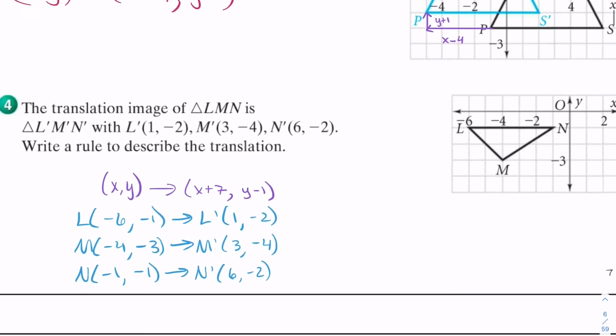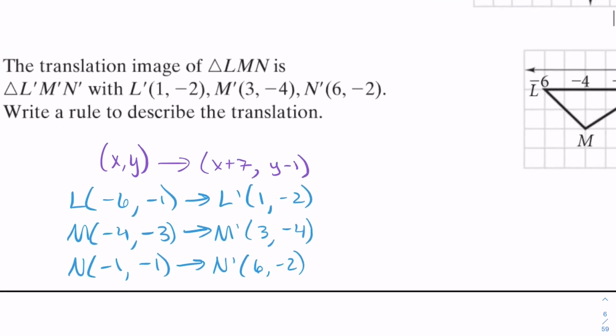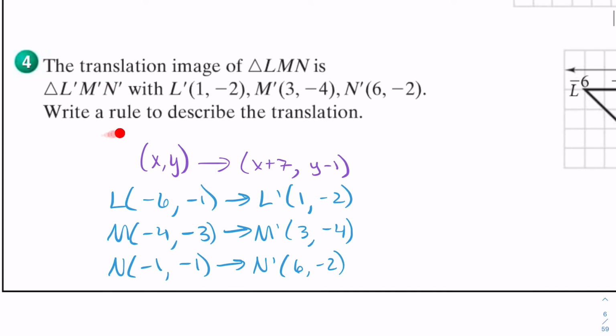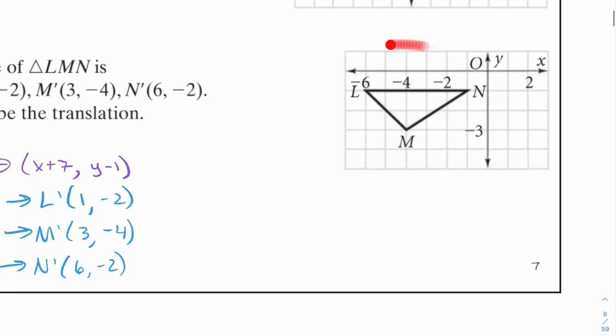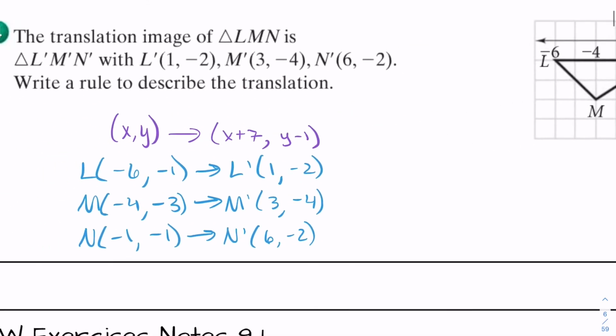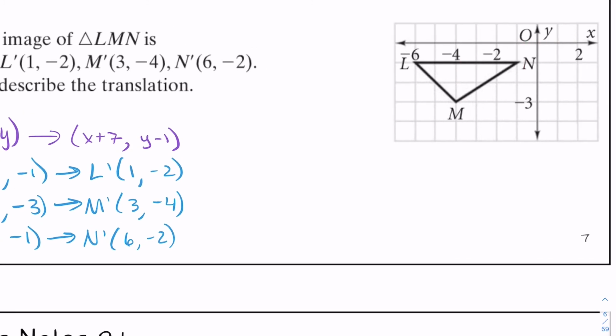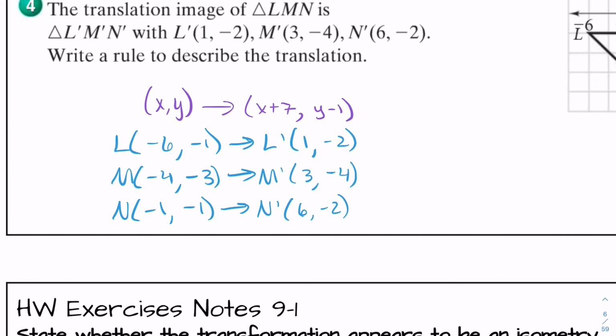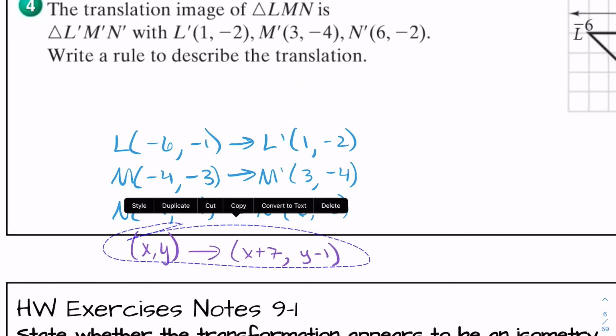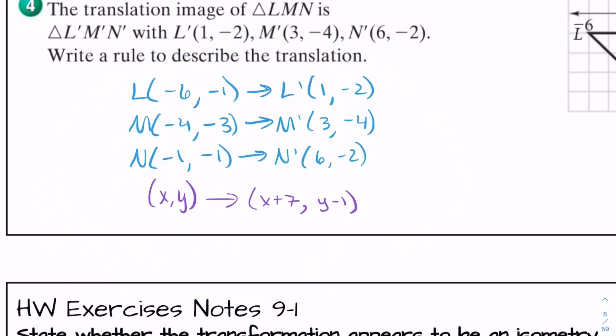So now in this one, it says write the rule to describe it. Well, I only see the pre-image. So what I did was I wrote down the pre-image coordinates. L was at -6, -1. M was at -4, -3, and N was at -1, -1. And then I just took these because they gave me the image, and I wrote that down first. So really, this order should almost be backwards because I wrote down all of those first.